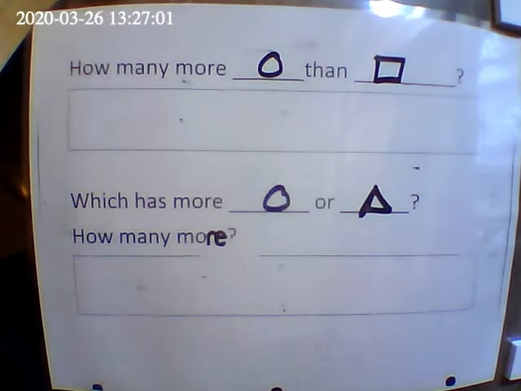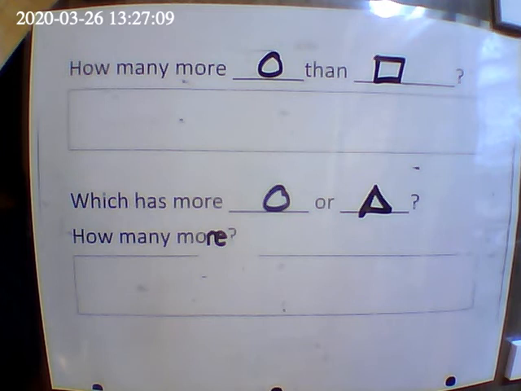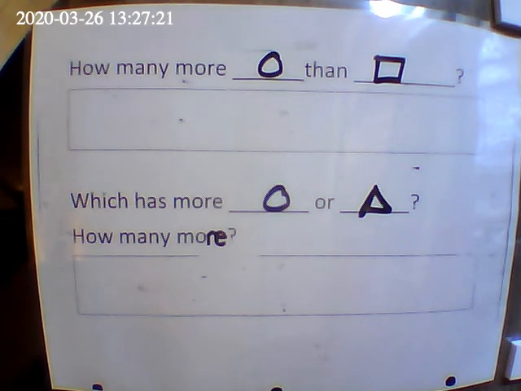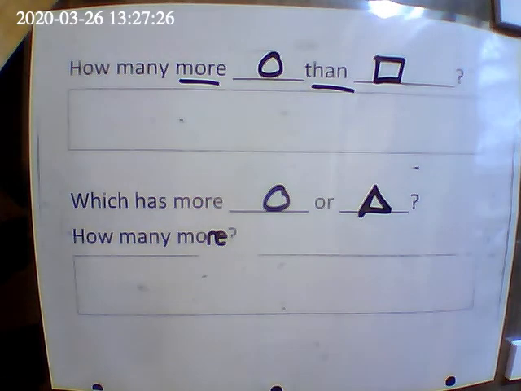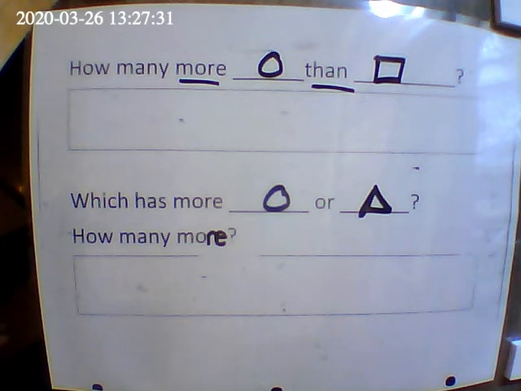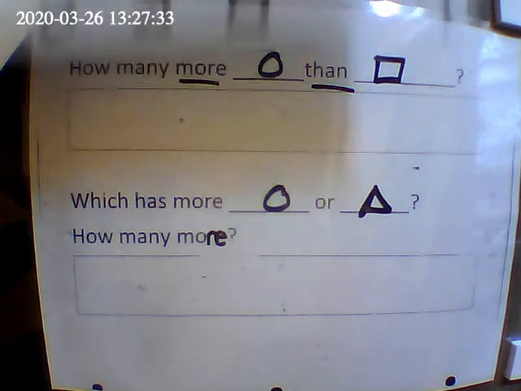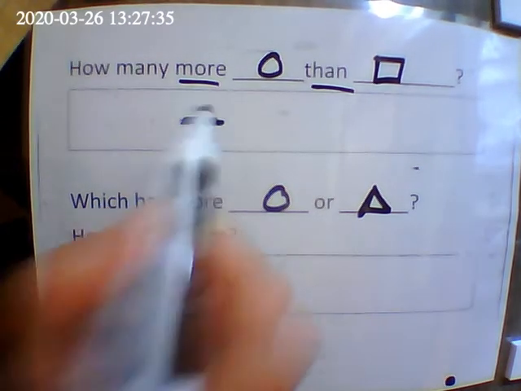So on our first chart, we have how many more circles than squares? Before we put any of the numbers down, we have to first decide, are we adding or subtracting? And we are going to subtract. What's telling us to subtract? The more than, because that's telling us that we are going to compare and find the difference between 2 of the numbers.